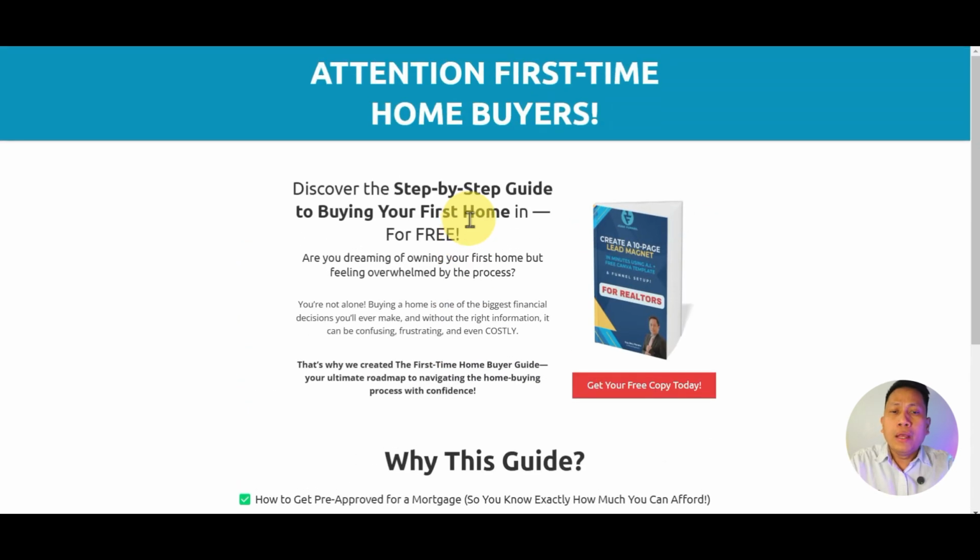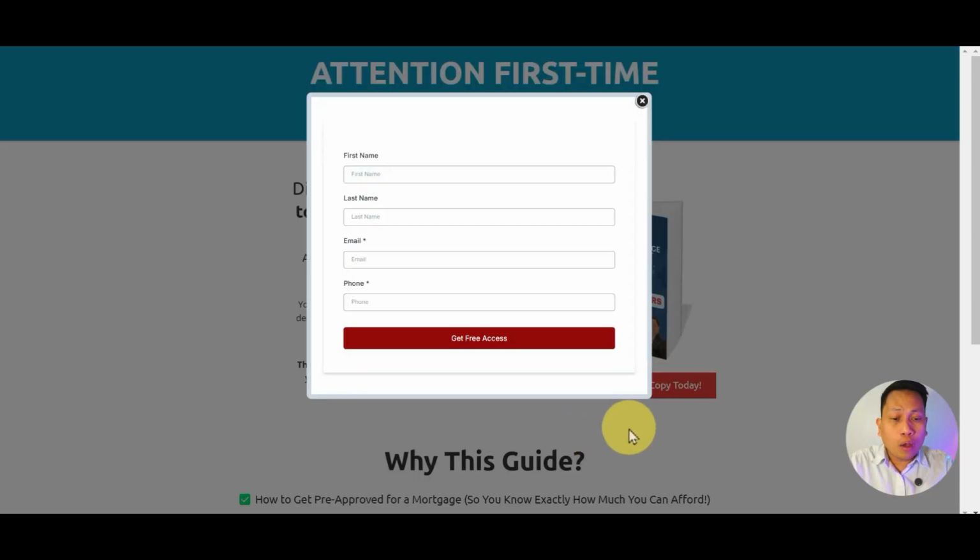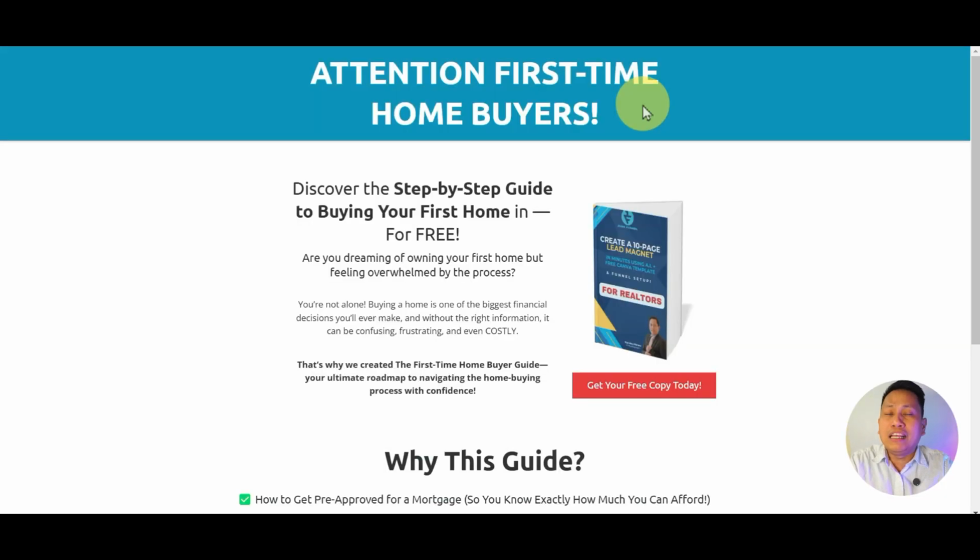So what will happen now? If you share this link, your customer will click this and say, oh, I want to get a copy. So now I'm going to enter my name, my last name, my email, my phone number to get this guide. And that's the secret of getting a lead magnet. That's the secret to get unlimited leads for your business.